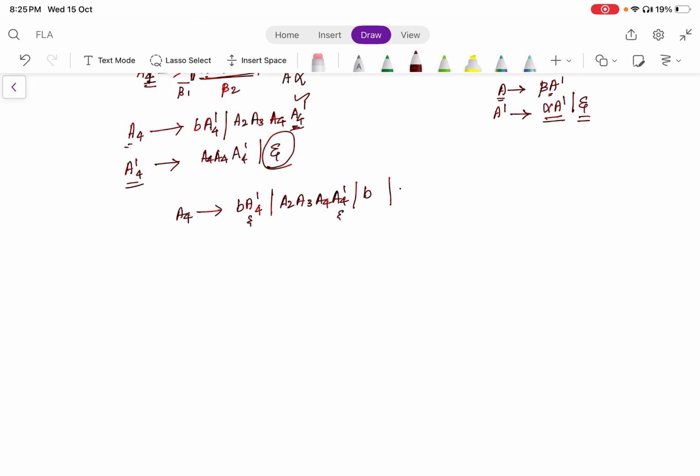Okay. So A2, A3, A4. Here I have substituted the epsilon. So this would be your new A4. So there is A1 dash, A2, A3, A4 and A4 dash. You have one B and A2, A3, A4.